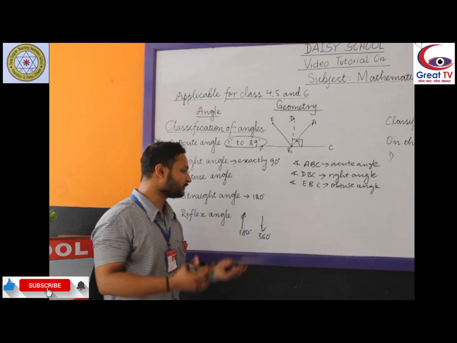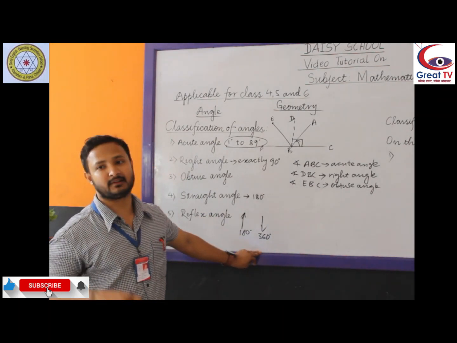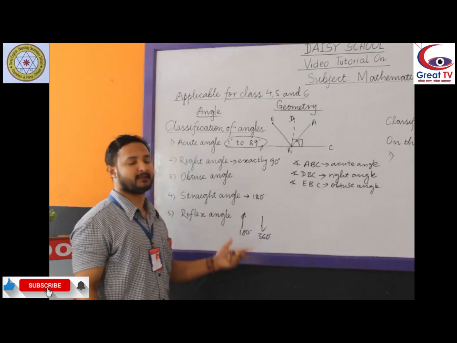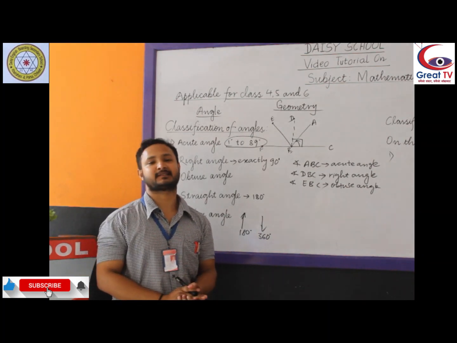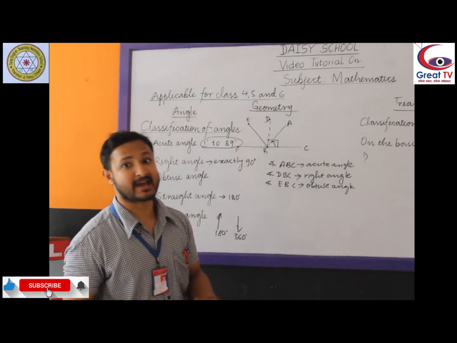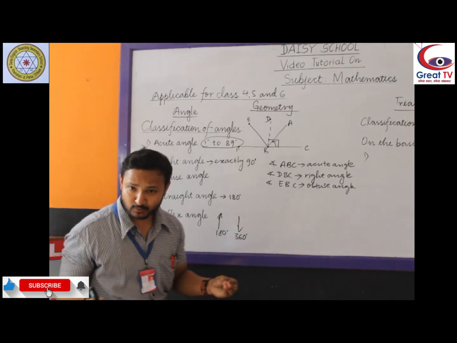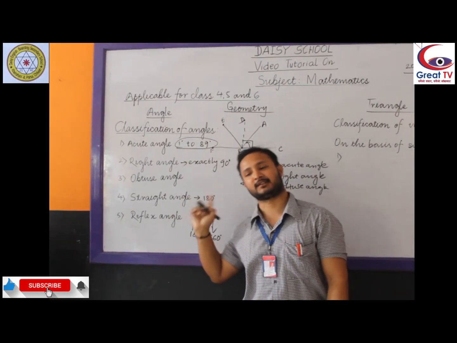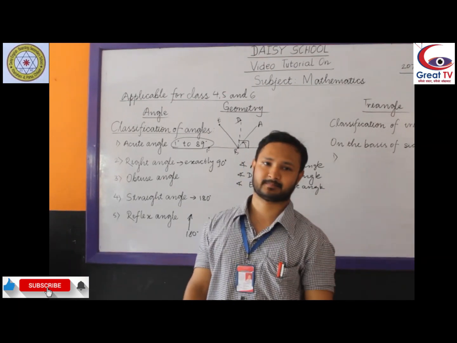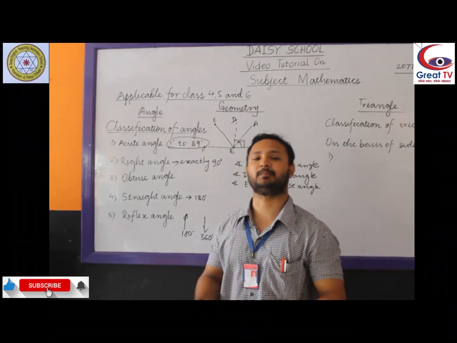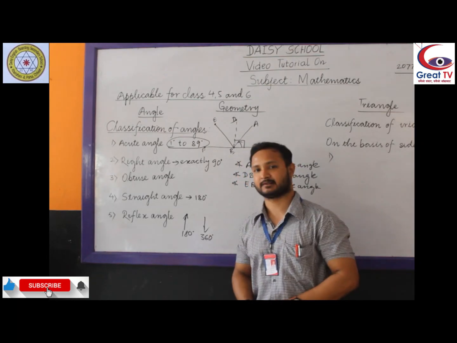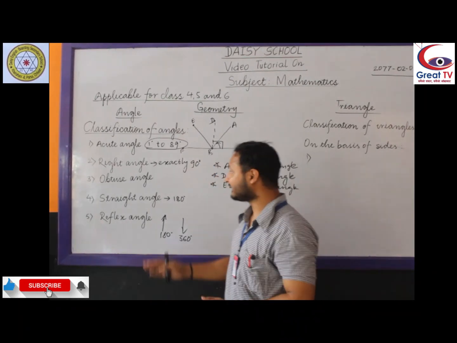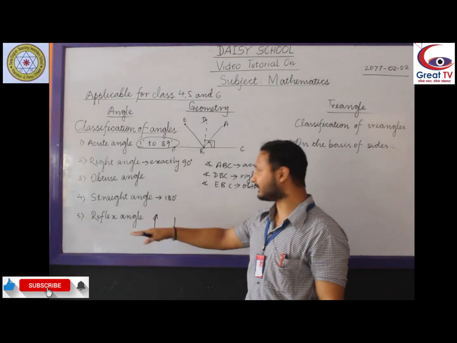181 degrees, 182 degrees, 200 degrees, 300 degrees, 359 degrees. They all are reflex angles. But what if we are asked what is 360 degrees? Which type of angle is that? In case we are asked this question, we can say that 360 degrees is a complete rotation or a circle. It's a complete turn. That's why reflex angle is less than 360 degrees or a complete turn and greater than straight angle or 180 degrees.